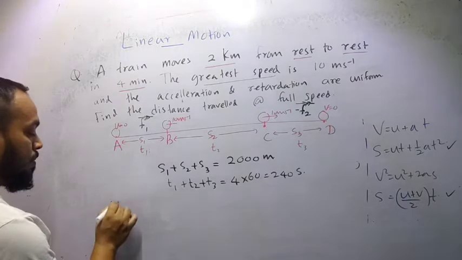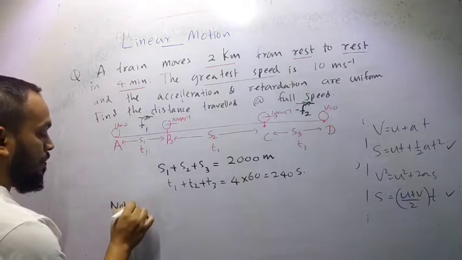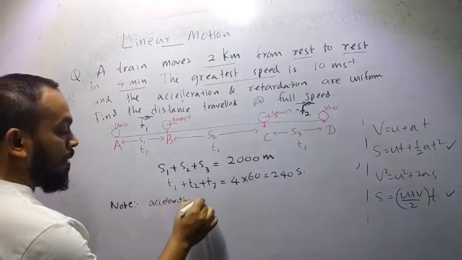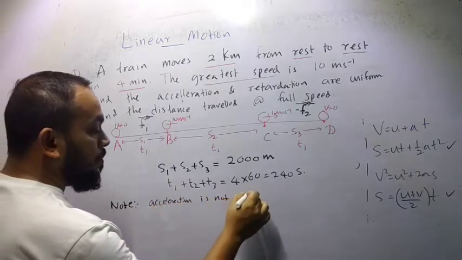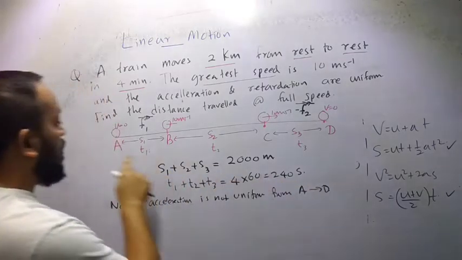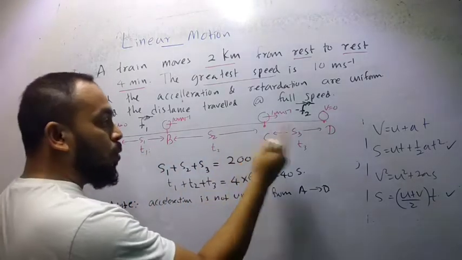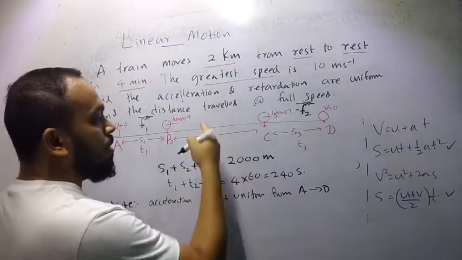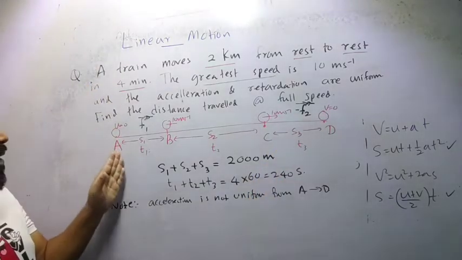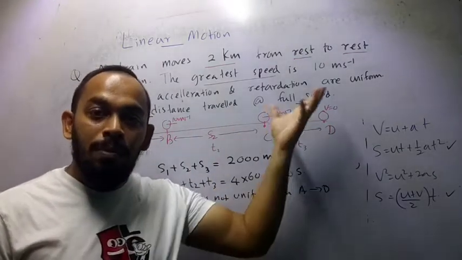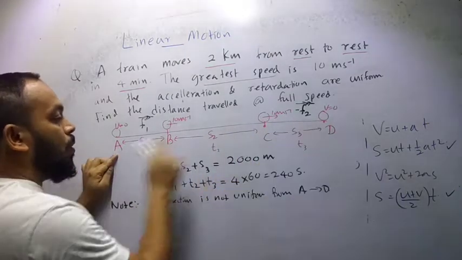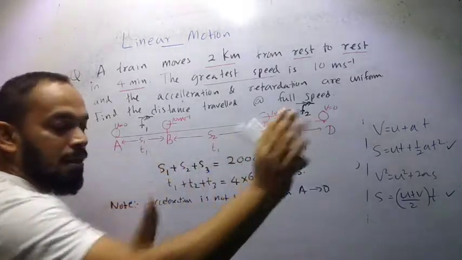So note, acceleration is not uniform from A to D. From A to B there is F1, from B to C there is no acceleration, that's why I didn't put anything there, and from C to D there is minus F2. So we can't write equations for motion from A to D, or A to C, or B to D, anywhere like that.